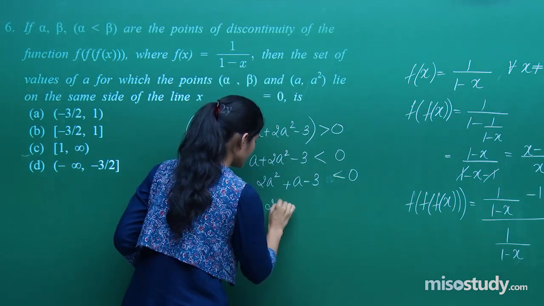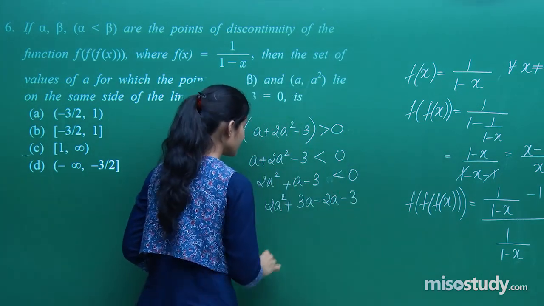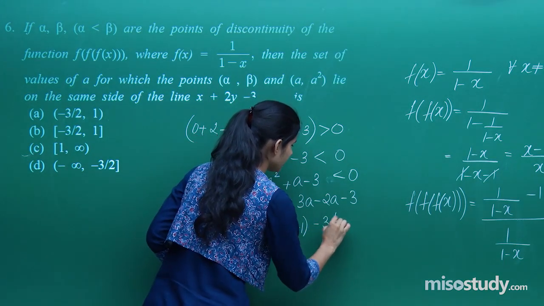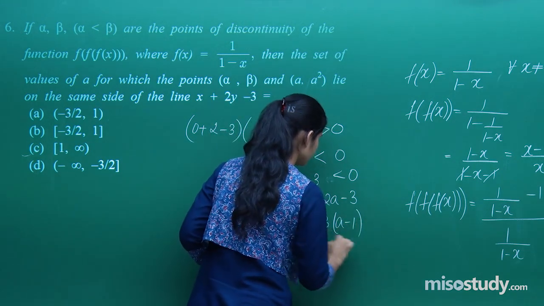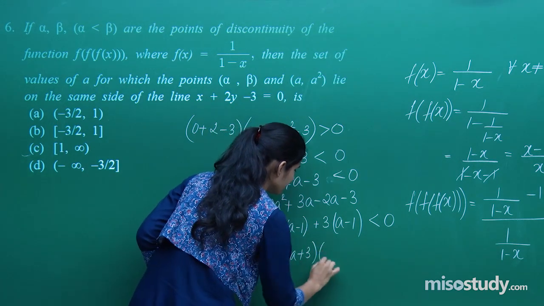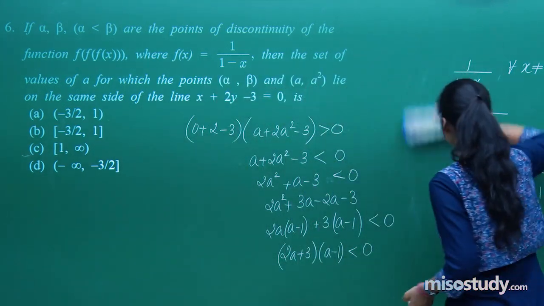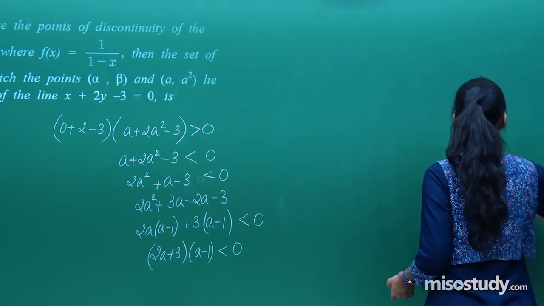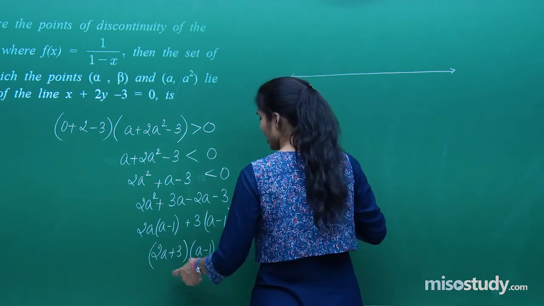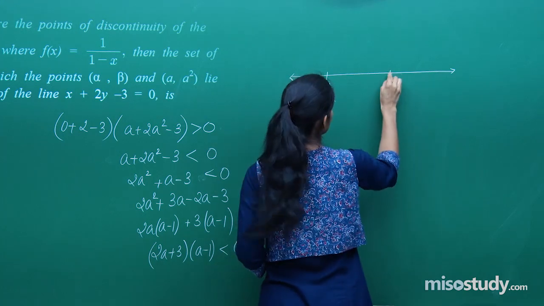So this gives you what? 2a square minus 2a plus 3a minus 3. So from here you get 2a, a minus 1, plus 3, a minus 1 is less than 0. So you basically get 2a plus 3, a minus 1 is less than 0. For what values of a do you think this is true? So now the basics are popping up slowly and steadily. If I talk about the number line, I can say this is a equals minus 3 by 2 and this is a equals 1.